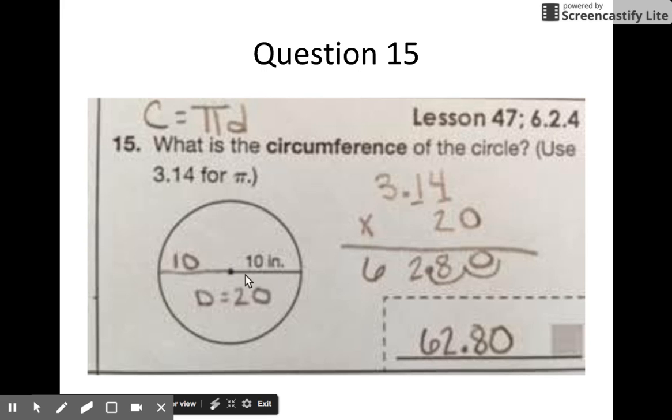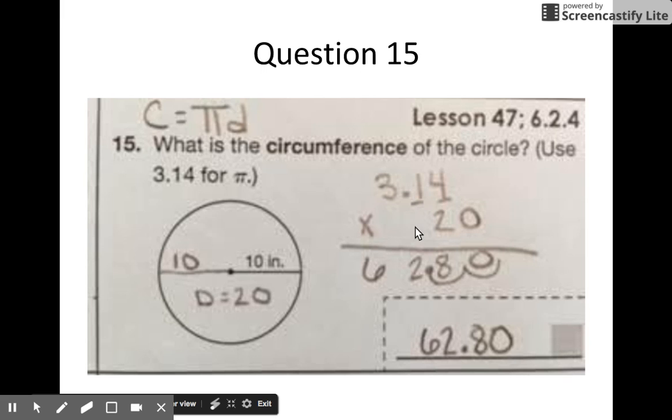Since we know this side is 10 inches, the other side is also 10 inches. So we know 10 plus 10 is 20. So we need to plug in our numbers. Again, pi is 3.14 times the d, which is our diameter, and it is 20. I had offset my 0, so I bring my 0 down. 2 times 4 is 8, 1 times 2 is 2, and 2 times 3 is 6.